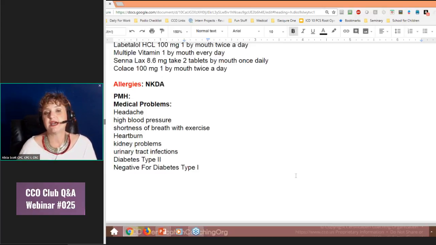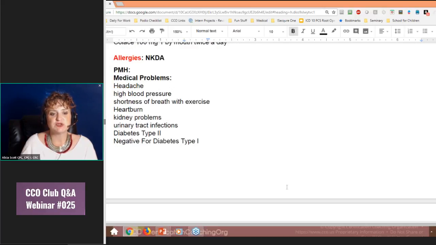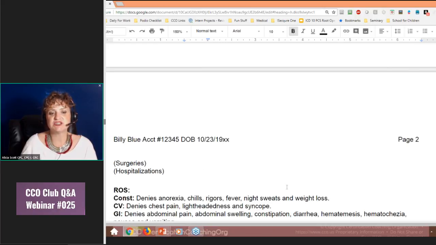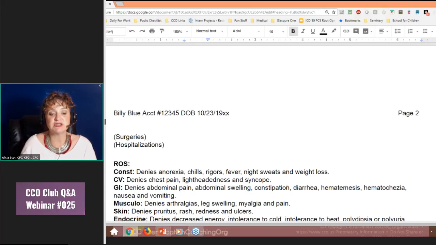So you may see documentation, and keep in mind too, this is a real encounter. The only things redacted were the patient's name and personal documentation, and the provider's names were changed. So again, this is exactly the documentation that the provider put down for us. So do we have any more? Nope. Now we're getting back. Surgeries, hospitalizations, none was mentioned.